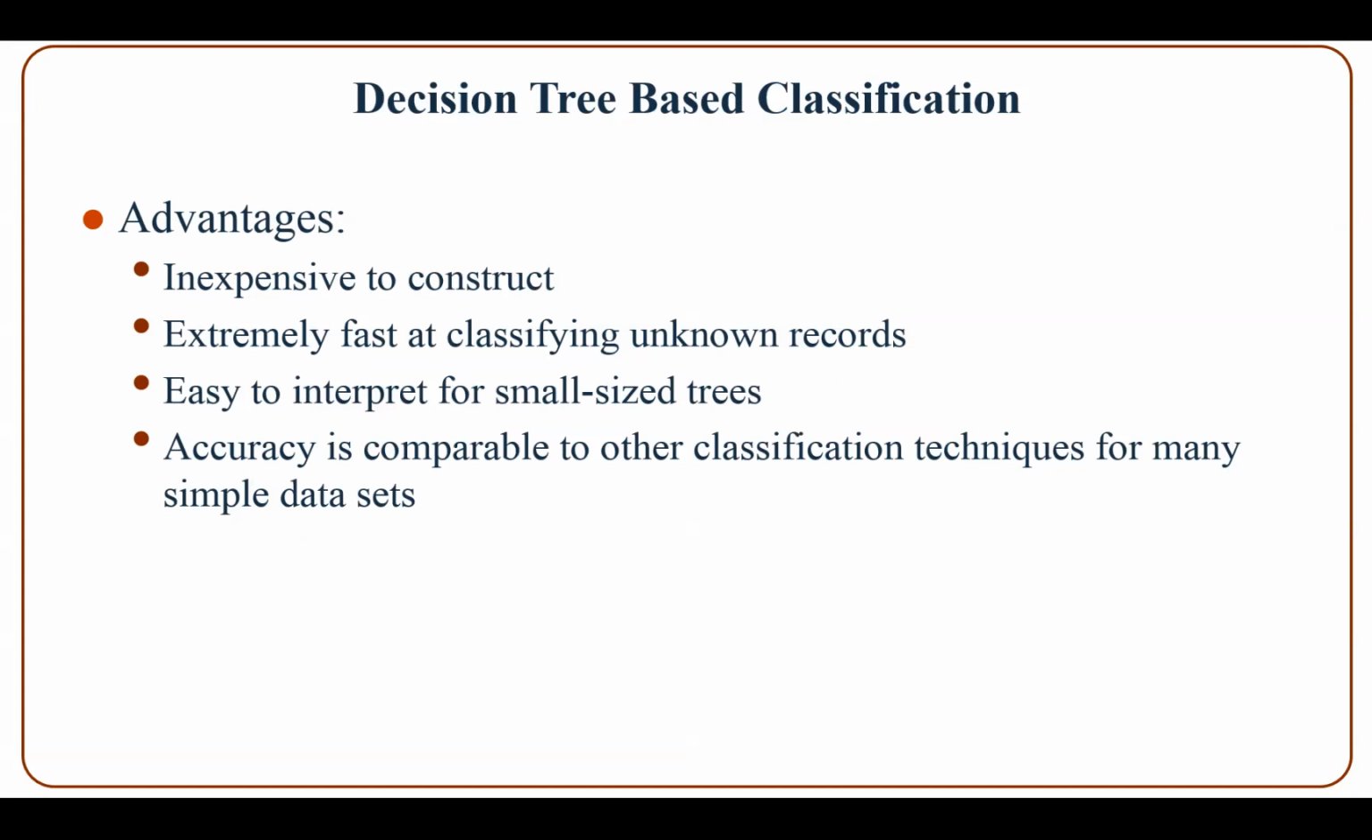Advantages of decision tree algorithms include: inexpensive to construct, extremely fast at classifying unknown records, easy to interpret for small-sized trees, and accuracy is comparable to other classification techniques for many simple datasets.